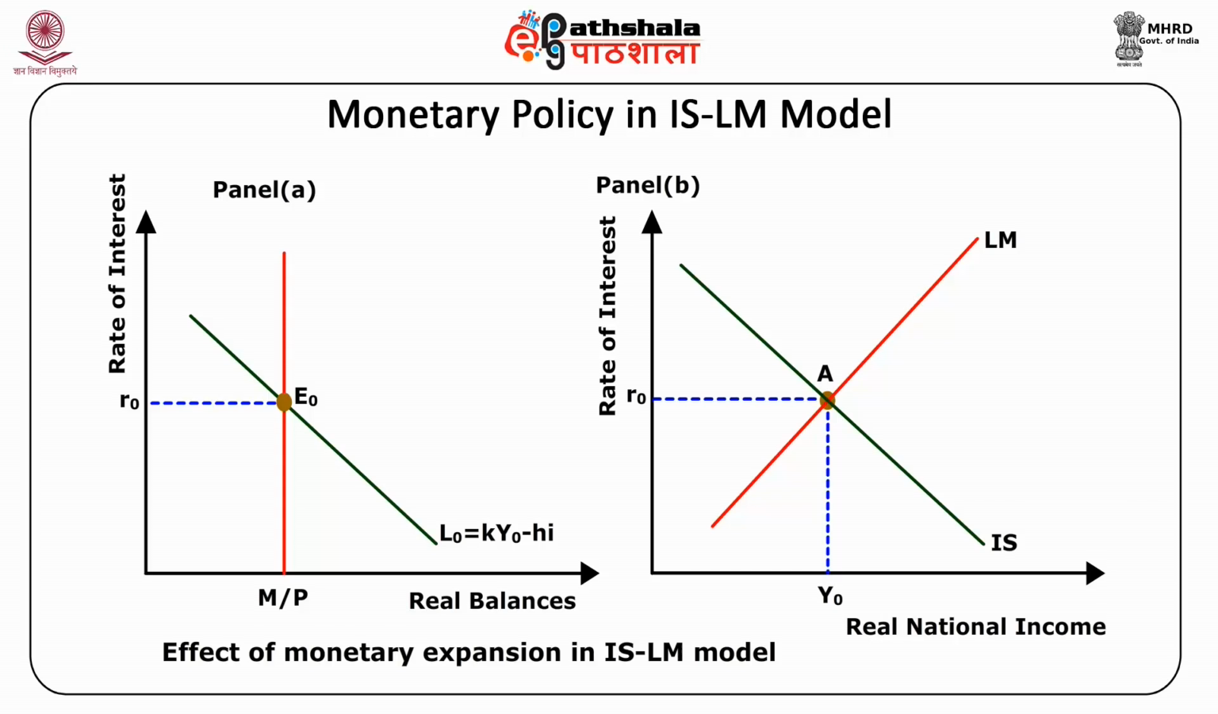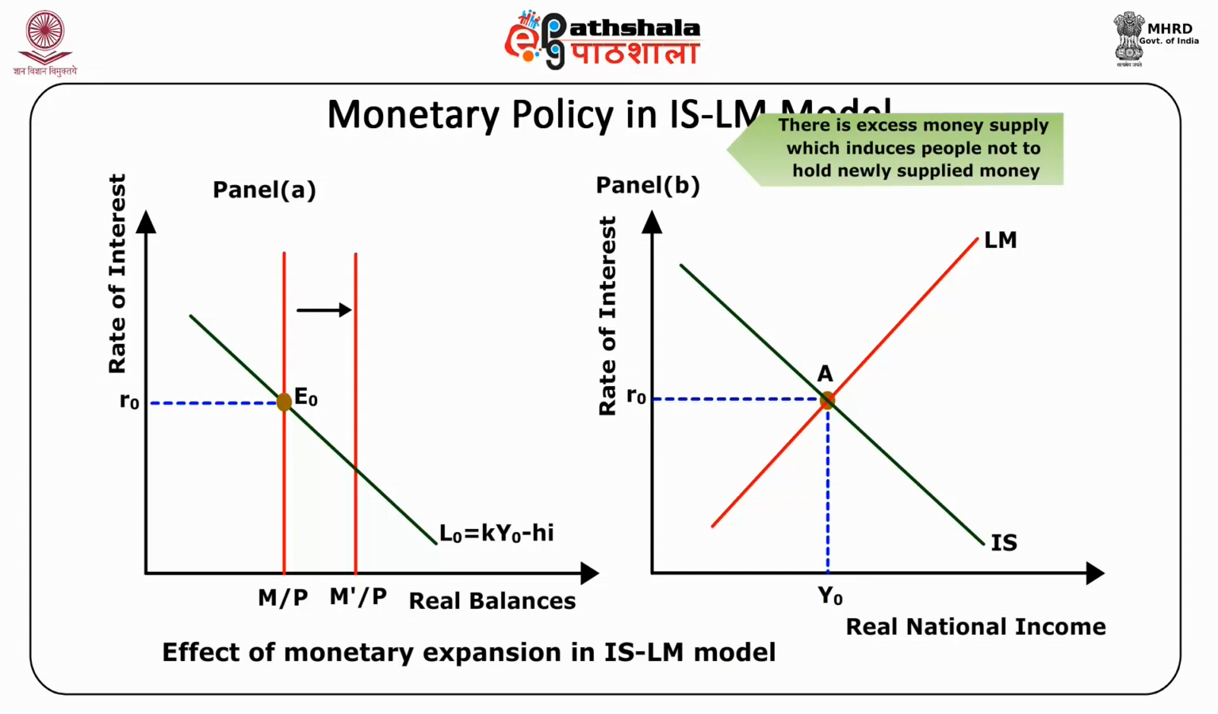An increase in the money supply, when nominal balances increase, shifts the supply curve for money rightwards from M/P to M'/P as shown in panel A. At the original interest rate R0 or equilibrium point E0, there is excess money supply, which induces people not to hold the newly supplied money. Rather, they would prefer to hold non-money assets. In this process, the asset prices rise and their yield, that is the interest rate, falls.